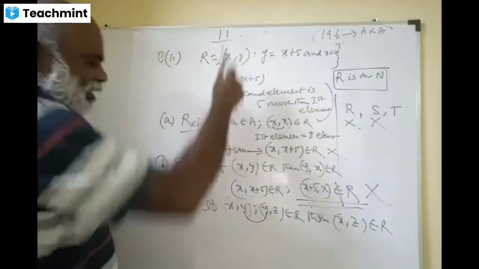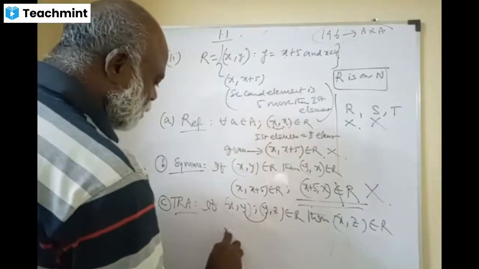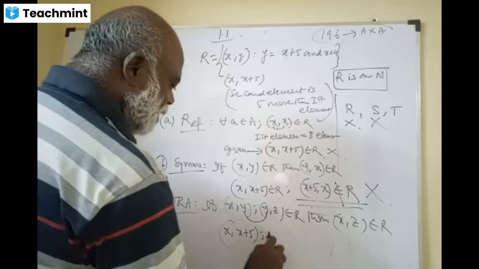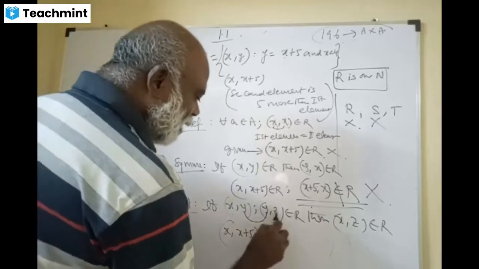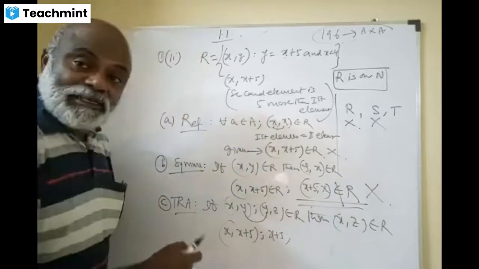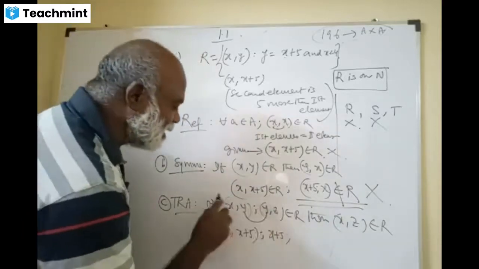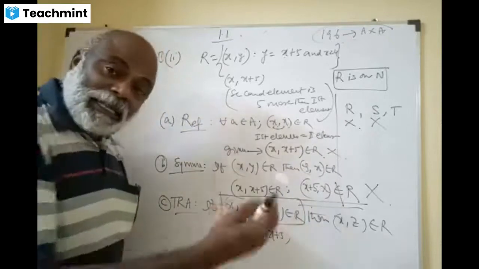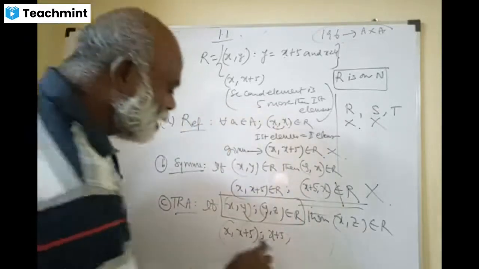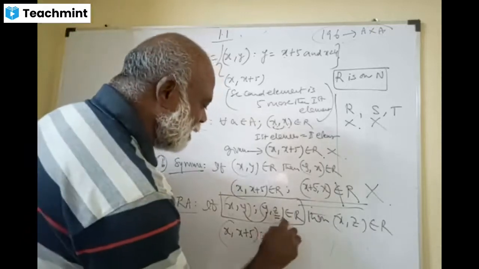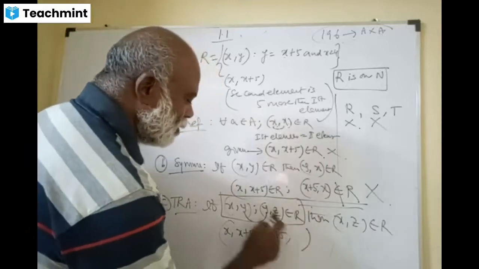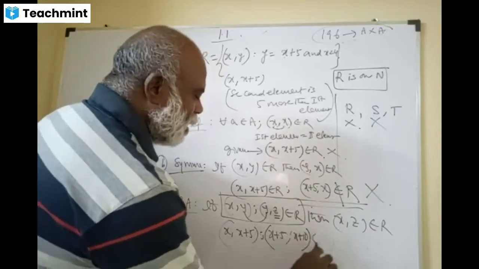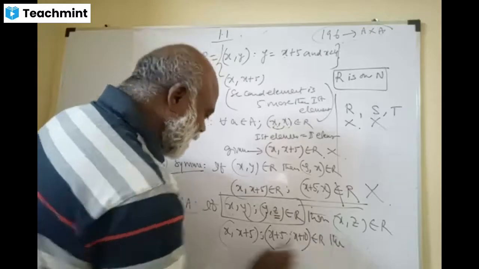But our relation is given like this. X comma y means what? X and x plus 5. Y means x plus 5. The second element should be 5 more than the first. This is given. Then y comma z belongs to R. That means what should be the second element z? Anybody? X plus 10. Brilliant. X plus 10 belongs to R.